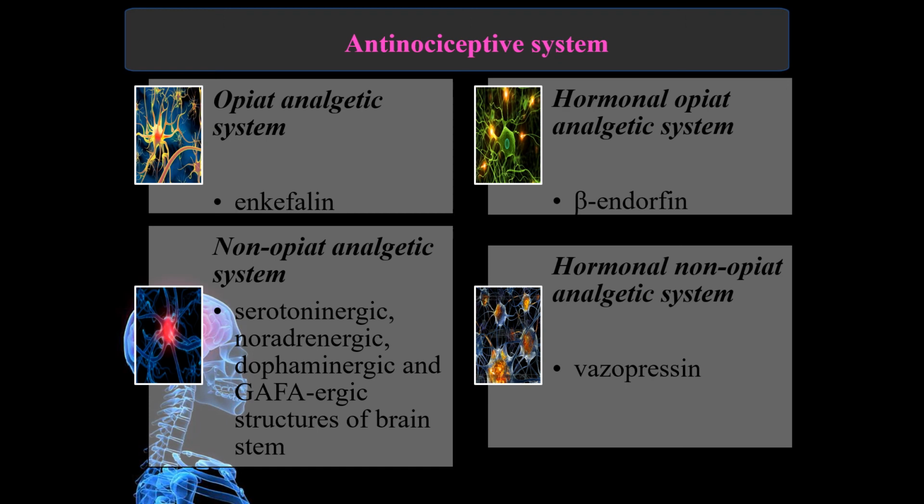For example, the opiate analgesic system, a member of which is enkephalin; the hormonal opiate analgesic system, for example, beta endorphin; and the non-opiate analgesic system. There are some neuromediators, for example, serotonergic, noradrenergic, dopaminergic systems and others, and hormonal non-opiate analgesic systems. These include vasopressin.